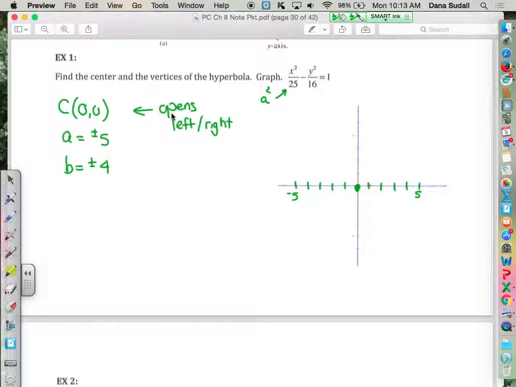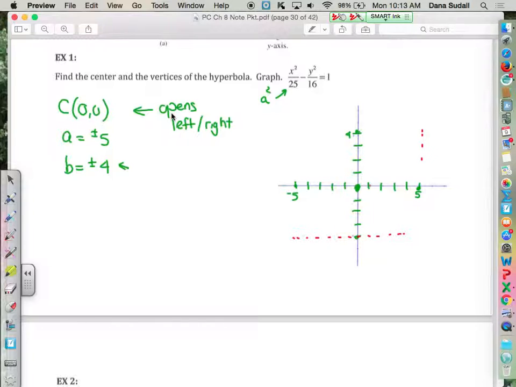And then I'm also going to go up and down my B value, which is 4. Right, you can kind of put points there if you like. And what we're going to do is form a box, and we're going to connect the segments that would contain those points there.